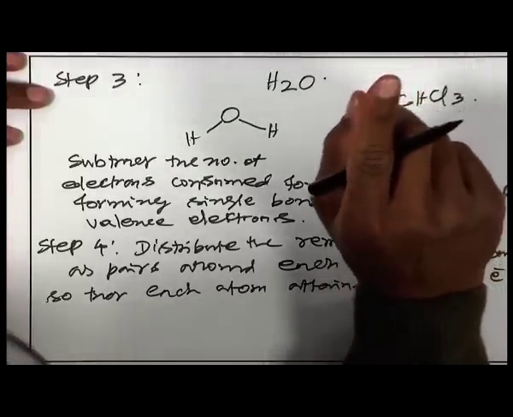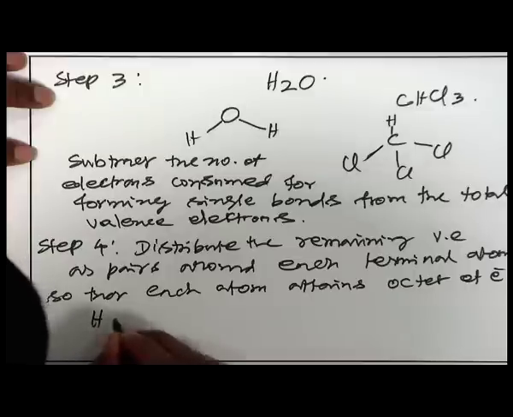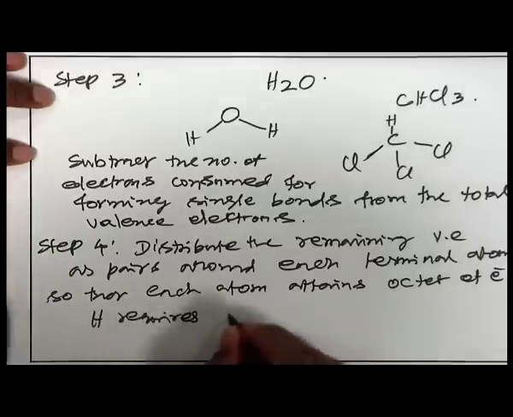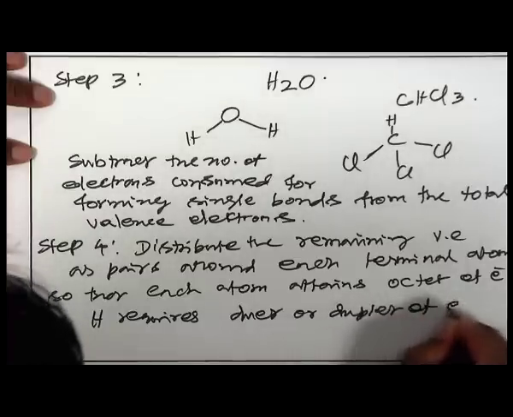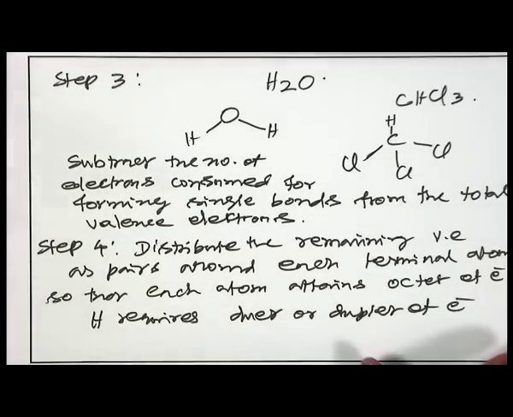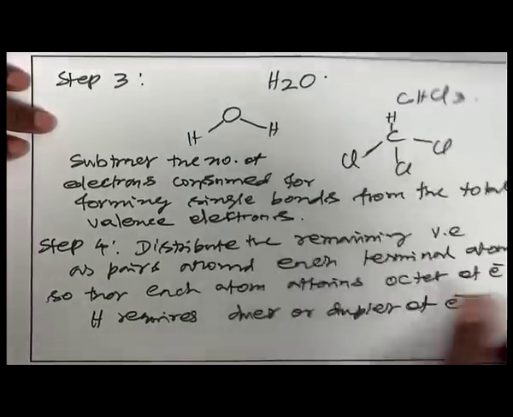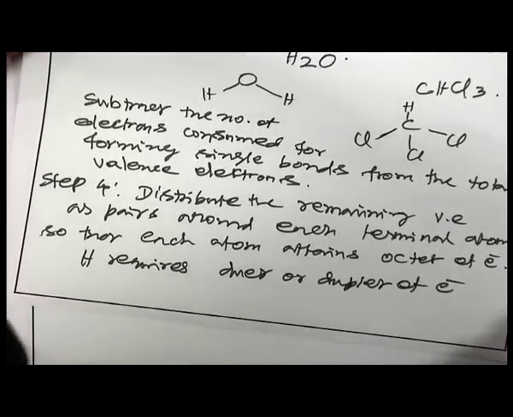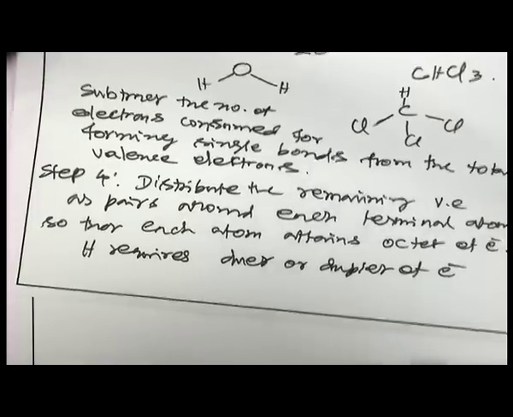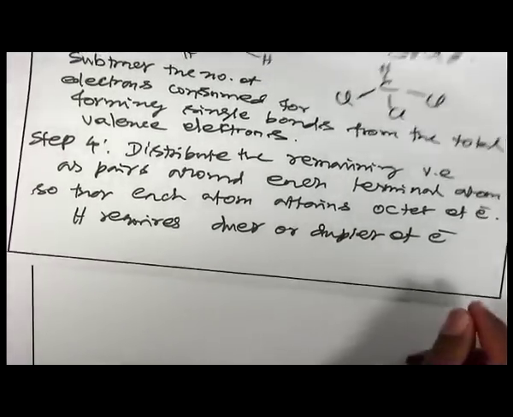Hydrogen has only one orbital called 1s orbital, and it can accommodate only 2 electrons. So, for hydrogen, that is the first row elements, it requires only a duet or duplet of electrons. 2 electrons are enough around hydrogen atom. So, the fourth step, we have to distribute the remaining electrons around each terminal atom, so that each atom attains 8 electrons.